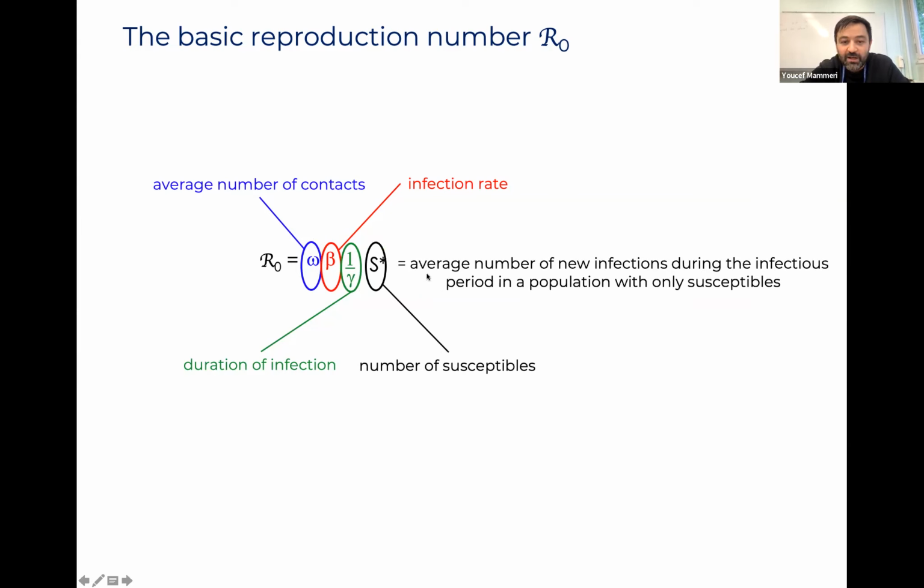So what does this R naught mean? This is just the average number of new infections during the infection period in a population with only susceptible. So at the end, this number is just a number, simple to compute, but this is the definition. It will give you the average number of new infections during the infection period if everybody in the population is susceptible. So this is the definition of the R.